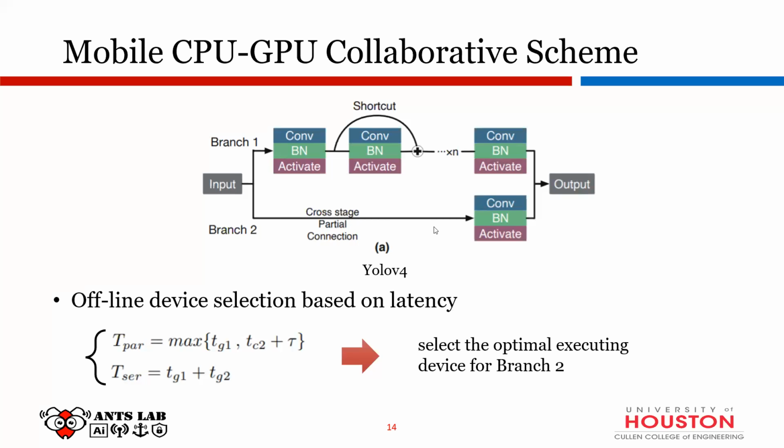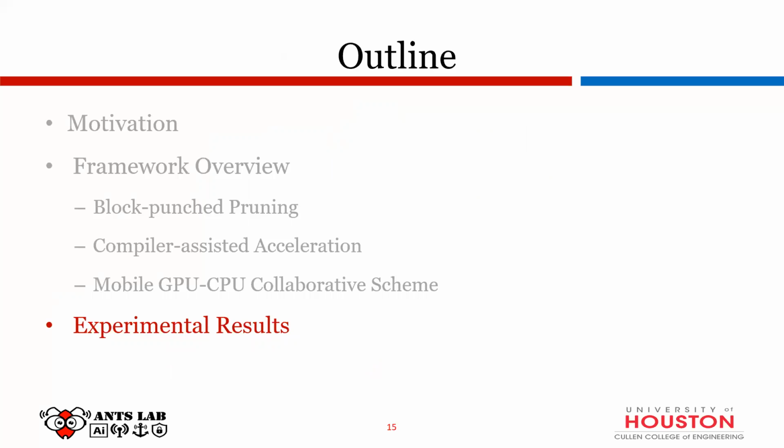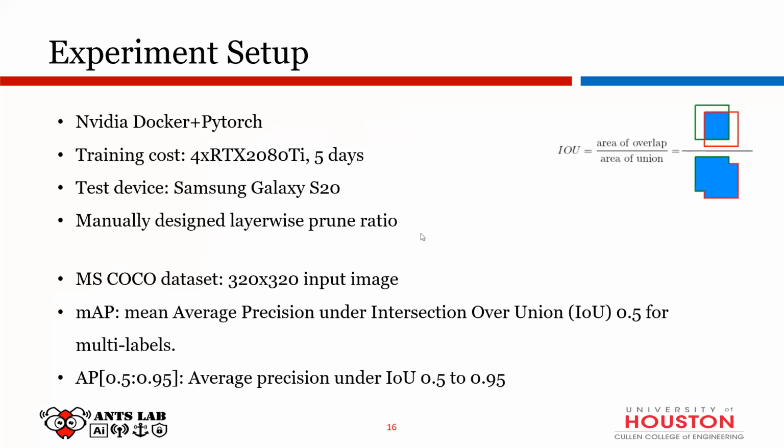Okay, so next I will introduce their experiment results. So here is the experiment setup. They use PyTorch to implement the neural networks, and they test on the Galaxy S20 to do the real-world test for the performance in terms of frames per second and the accuracy here. They use the common COCO dataset.